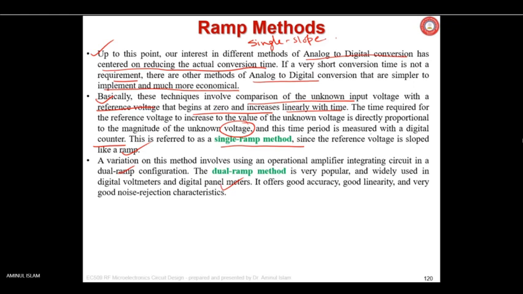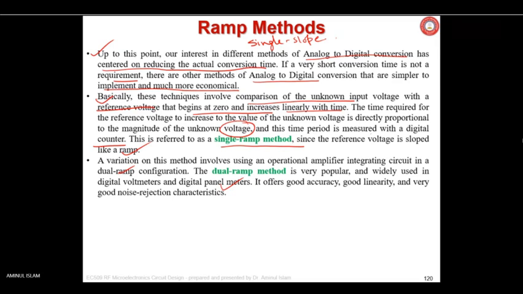Okay. So we are now heading towards dual slope. We have seen the single slope and we have understood certain disadvantages of single slope. To overcome these disadvantages, we can study the dual slope or dual ramp method. We'll now look at that. So what is the disadvantage of single slope? Can anybody say?